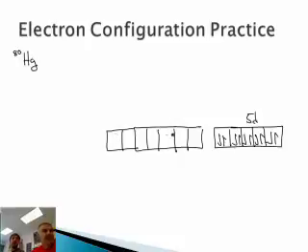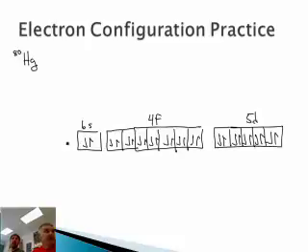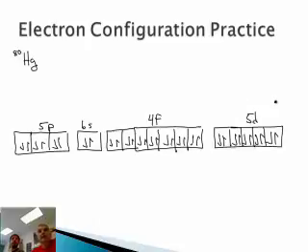So this is the 4f, and it's going to be filled: 1, 2, 3, 4, 5, 6, 7, 8, 9, 10, 11, 12, 13, 14. And before 4f is 6s, just one box, full. Then the 5p, a three-box one: 1, 2, 3, 4, 5, 6. Then 4d.